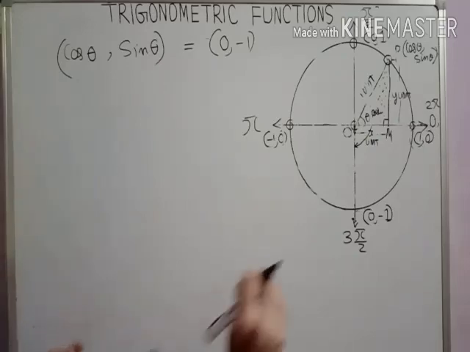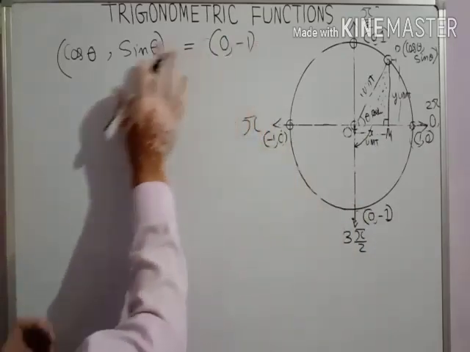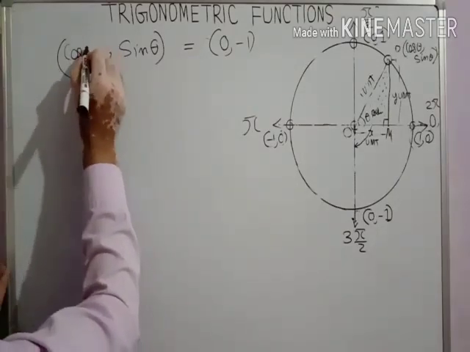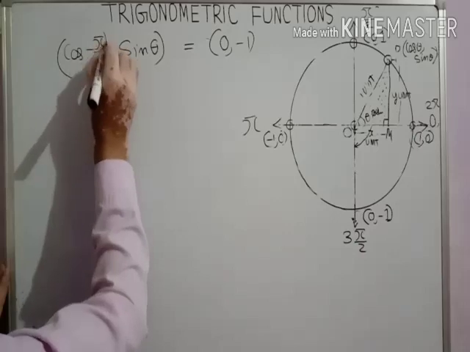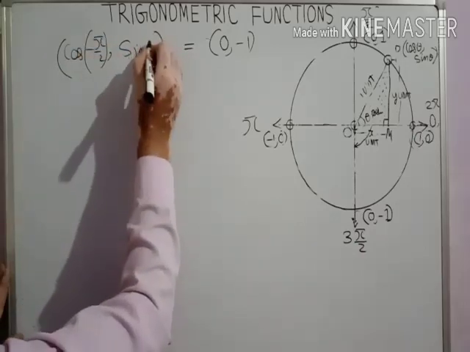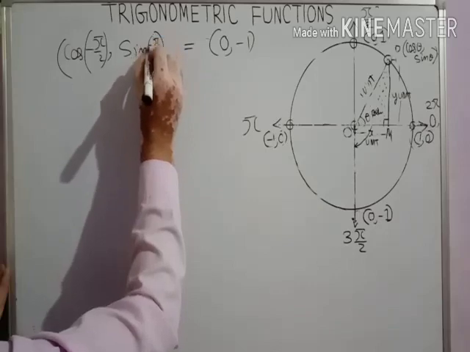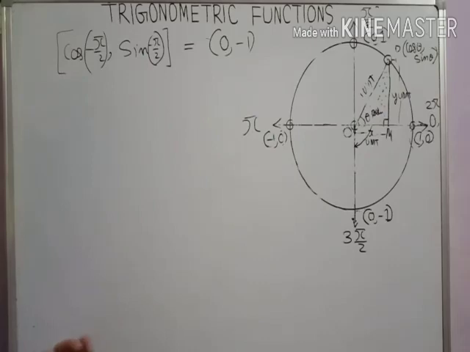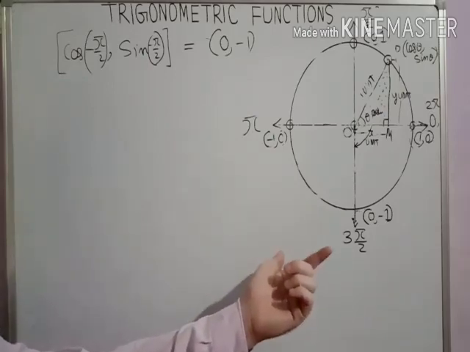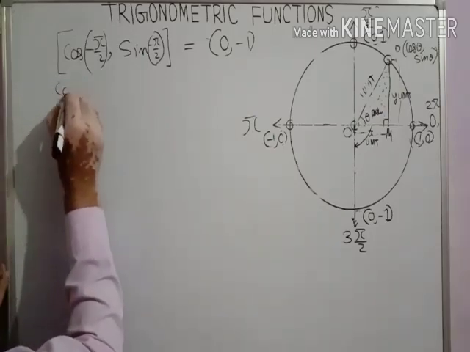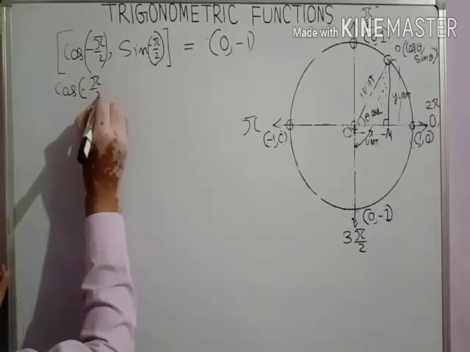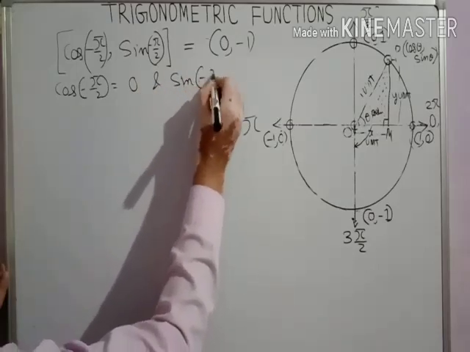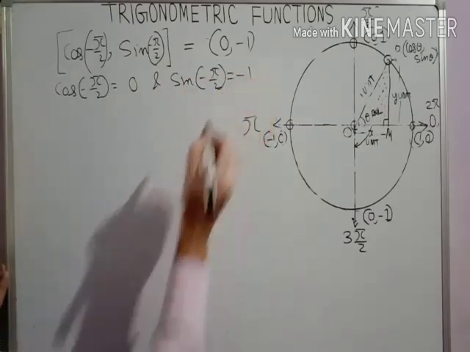So if I ask you at which theta we are getting both the points the same, you say theta is minus pi by 2. You see, at minus pi by 2 both points will coincide. It means we can say that cos minus pi by 2 equals 0 and sin minus pi by 2 equals minus 1.